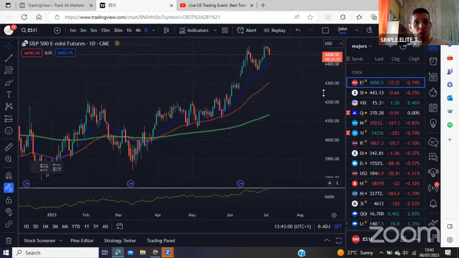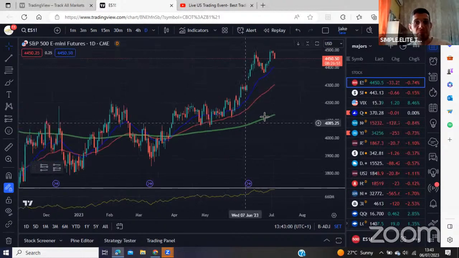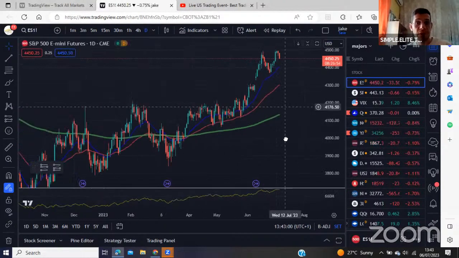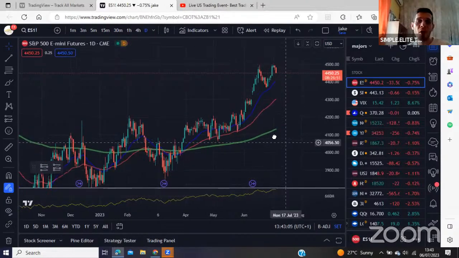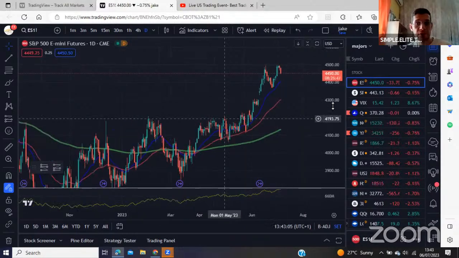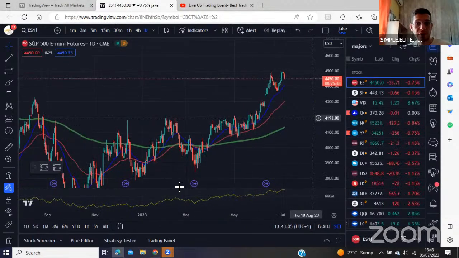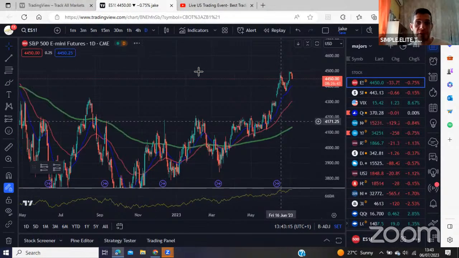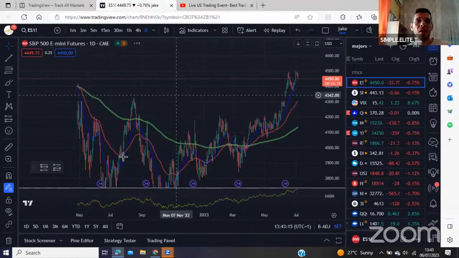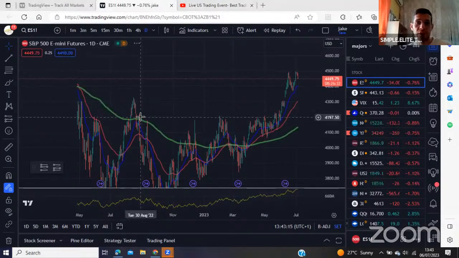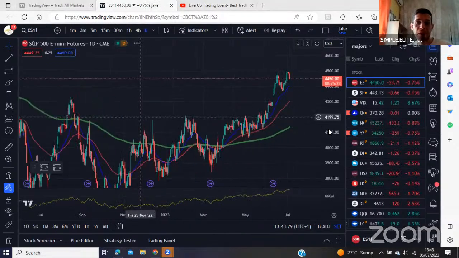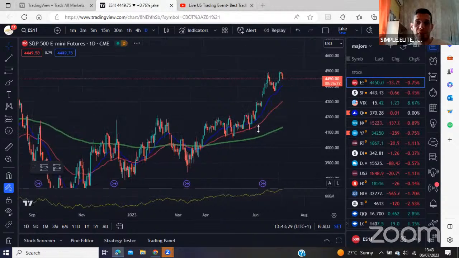Okay, so now the indices are coming. We talked about how they want to still be buyers on the indices, but they have found some resistance at one of the soft levels, which for the S&P is 4,500. So let me, one second, the drawing is loading.